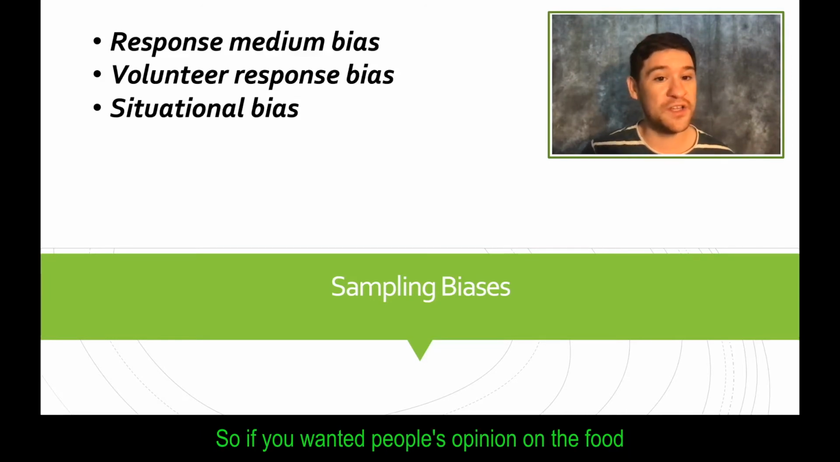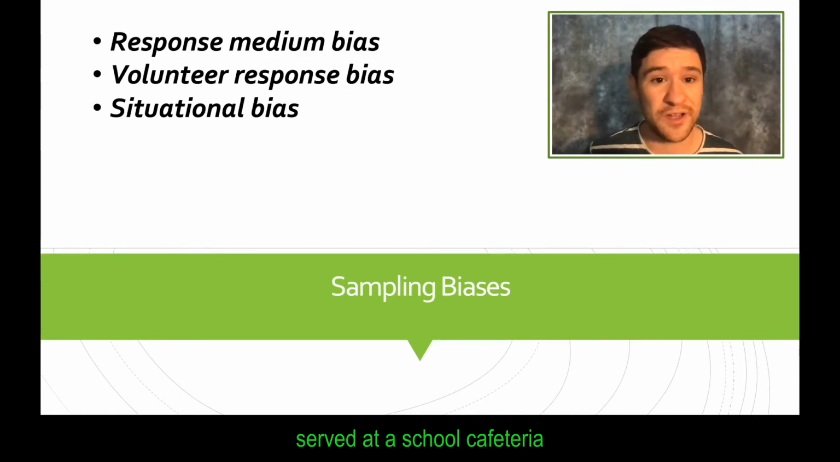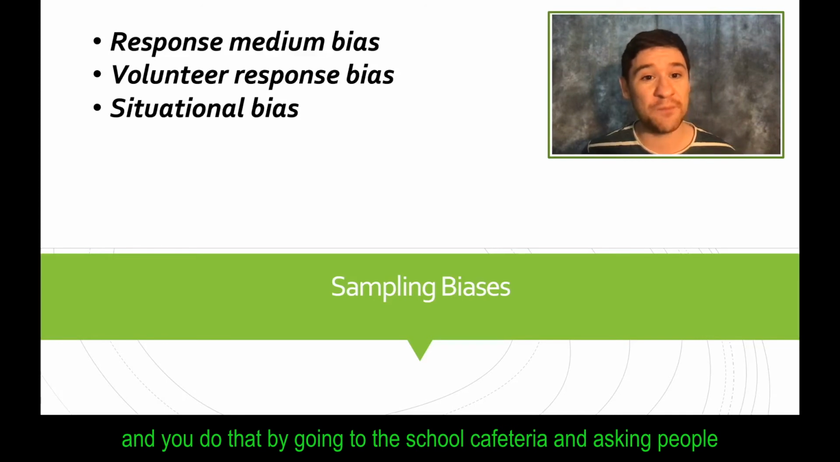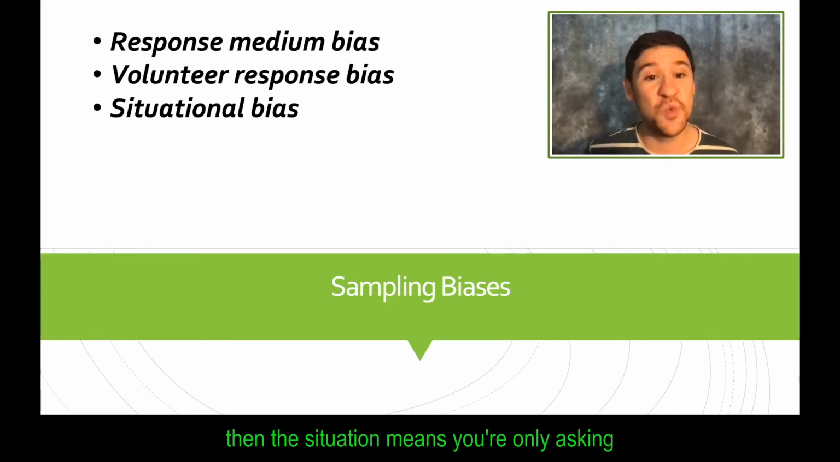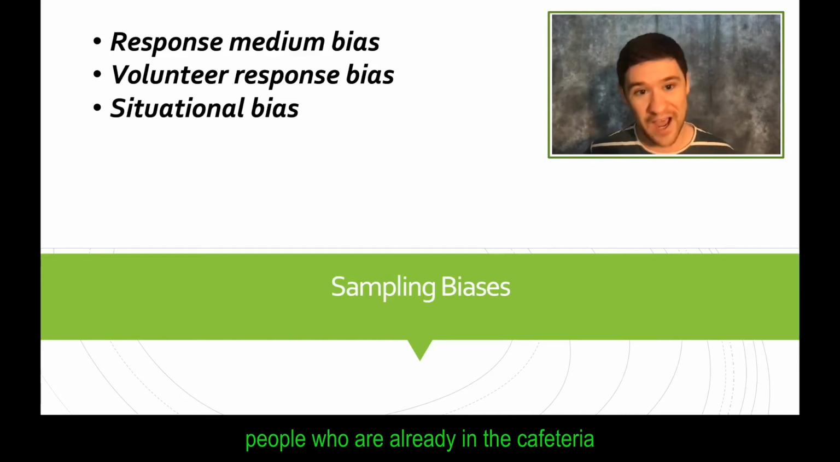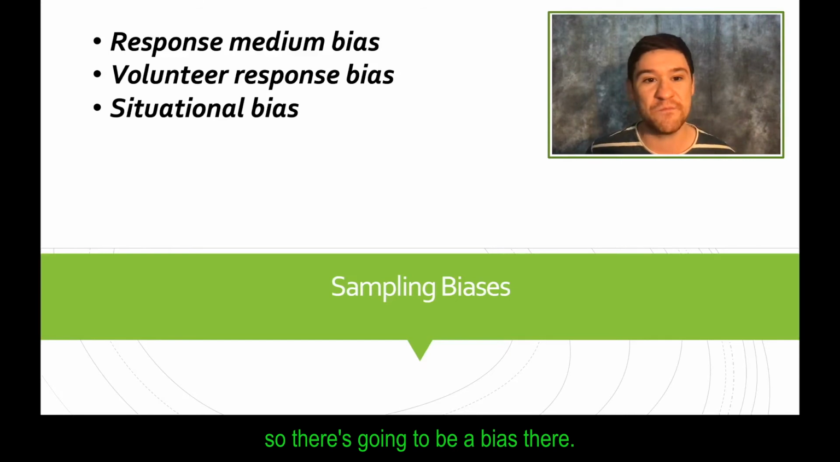Situational bias is where you might have a bias based on the situation you're in. So if you wanted people's opinion on the food served at a school cafeteria, and you do that by going to the school cafeteria and asking people, then the situation means you're only asking people who are already in the cafeteria. So there's going to be a bias there.